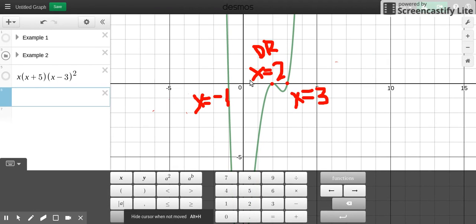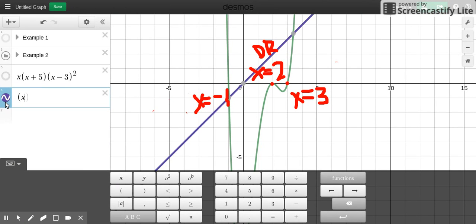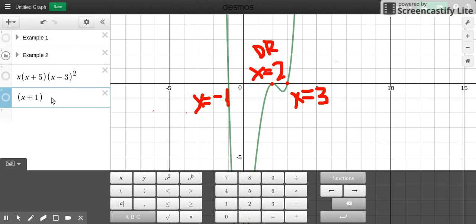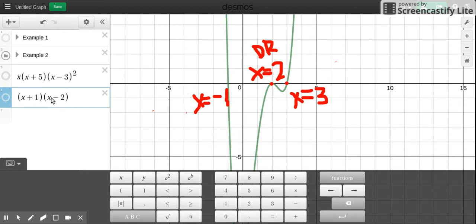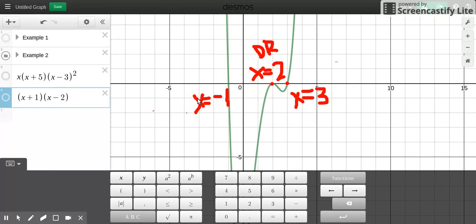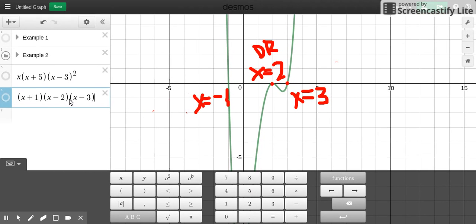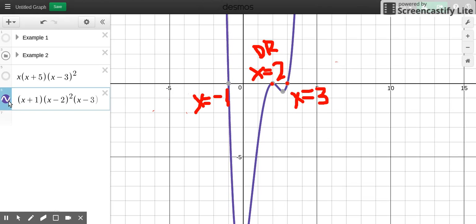Okay, so this time, we have one at -1, so that must be x plus 1. Then we have one at 2 right here, so that must be x minus 2. And then we've got one right here at 3, so that must be x minus 3. Now I can't forget that this 2 is a double root because look how it's coming close to it, and then it bounces away. So that's x minus 2 squared. Now, if we look at this, it actually matches right on, so that's perfect.